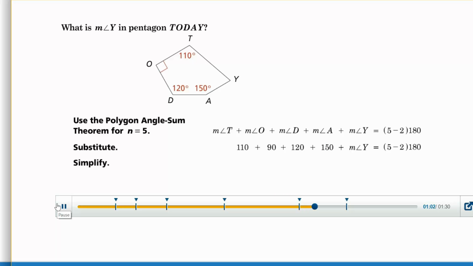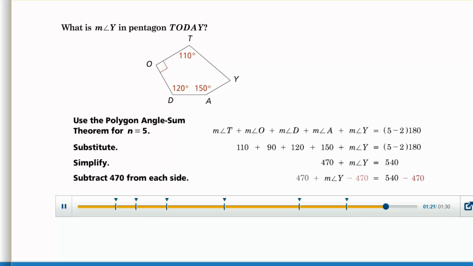Then simplify each side of the equation. Subtract 470 from each side to solve for the measure of angle y. So the degree measure of angle y equals 70.